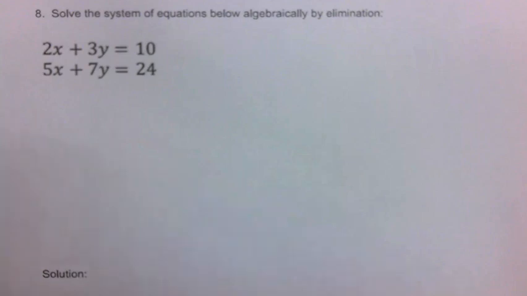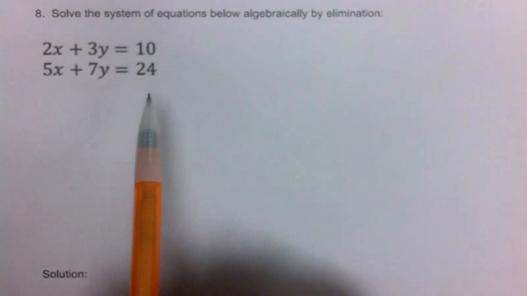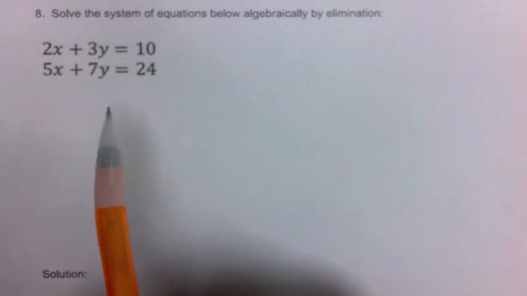The next system that we're going to look at is a little different than all the previous systems that we've looked at. We're again going to use the elimination method, and the system says 2x plus 3y equals 10, and 5x plus 7y equals 24. Looking here, it's very clear that there are no opposites anywhere in the two equations. So I'm going to have to try to create some opposites by doing multiplication.